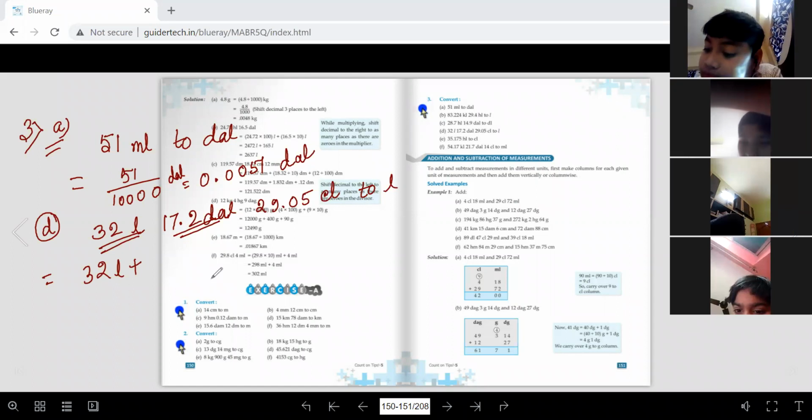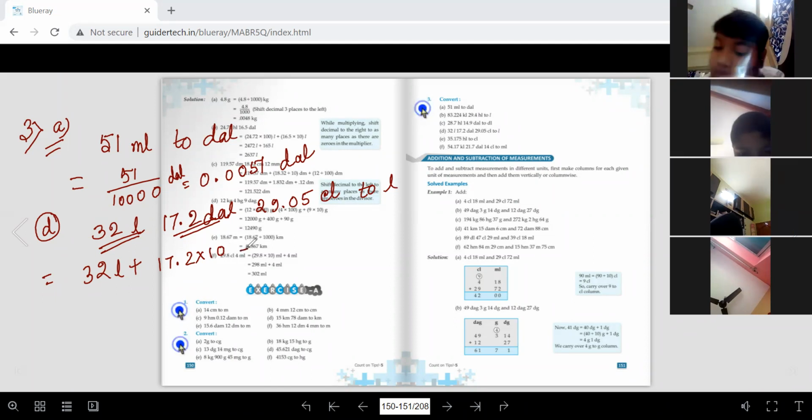Ma'am, 17.2 into 10. Deciliter to liter. It will be into 10. Yes, it will be correct.